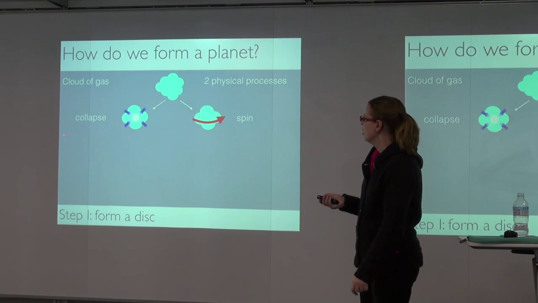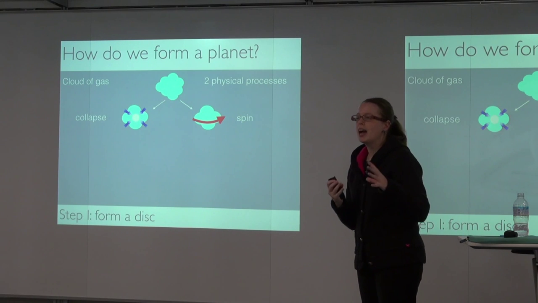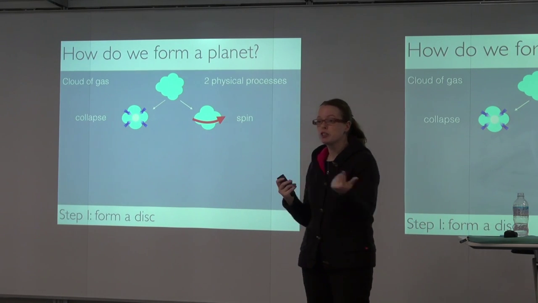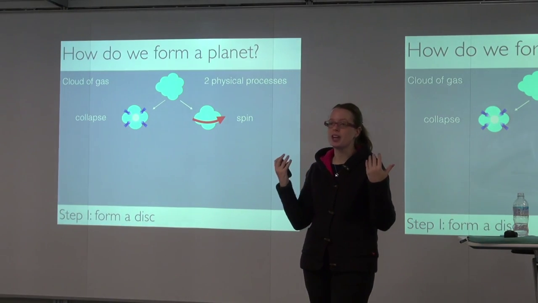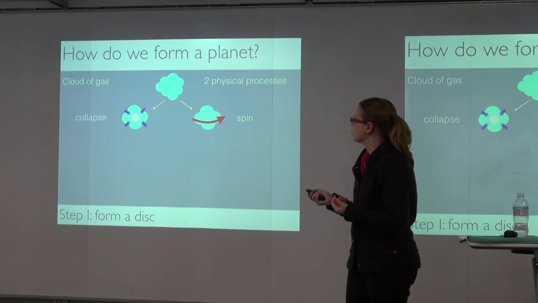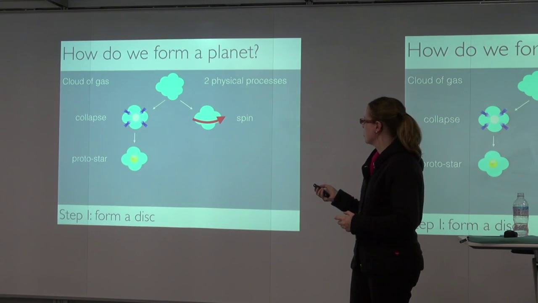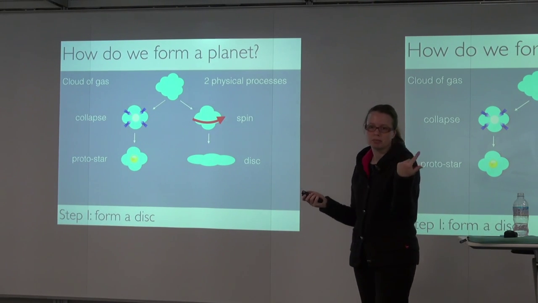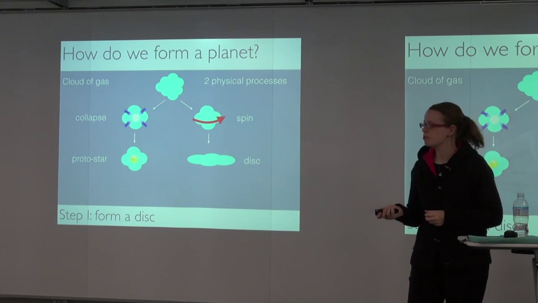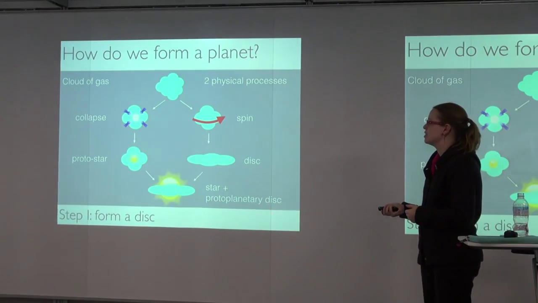So therefore, as we collapse, we're also going to be spinning around. And the spin, like being on a roundabout, stops you falling inwards. You're going to feel a force outwards. So that means while some gas, boom, forms a star, some of the gas is going to form a disk from the spinning. So the end result is a star and what we call a protoplanetary disk.